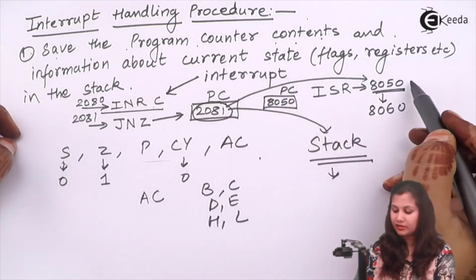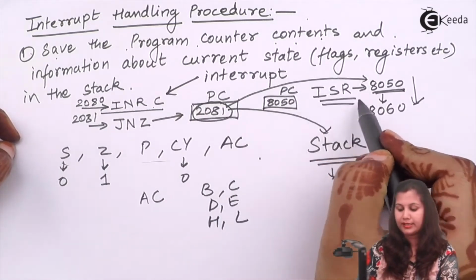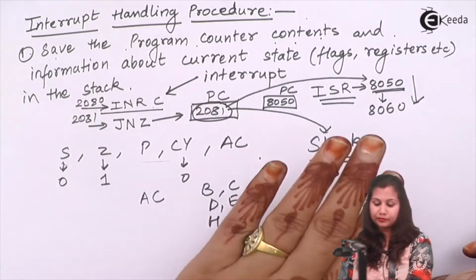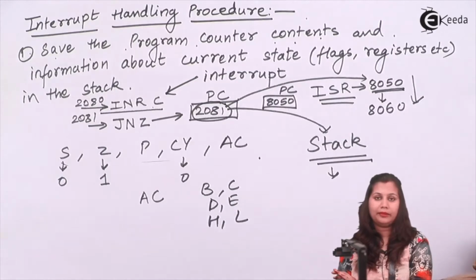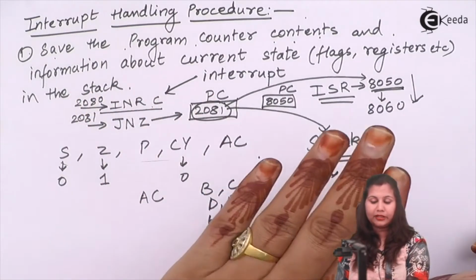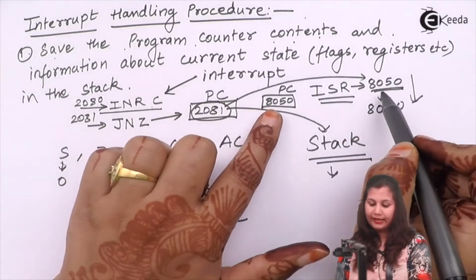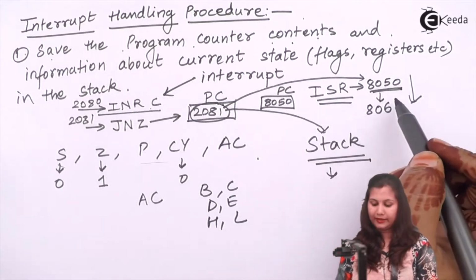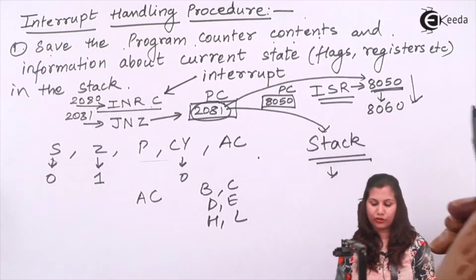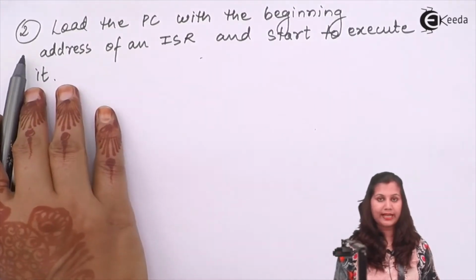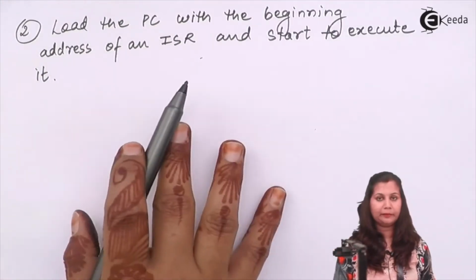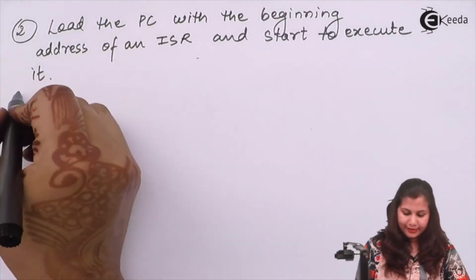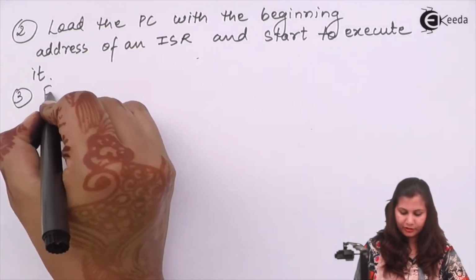So the microprocessor will now start executing this interrupt service routine. The earlier address is already stored in the stack. It is not lost by the microprocessor; it is kept safe in the stack. The next address, where the ISR is written, is stored in the program counter, and the microprocessor starts executing this ISR. So the second step is to load the program counter with the beginning address of an ISR and start to execute it. The next step is to finish the ISR.